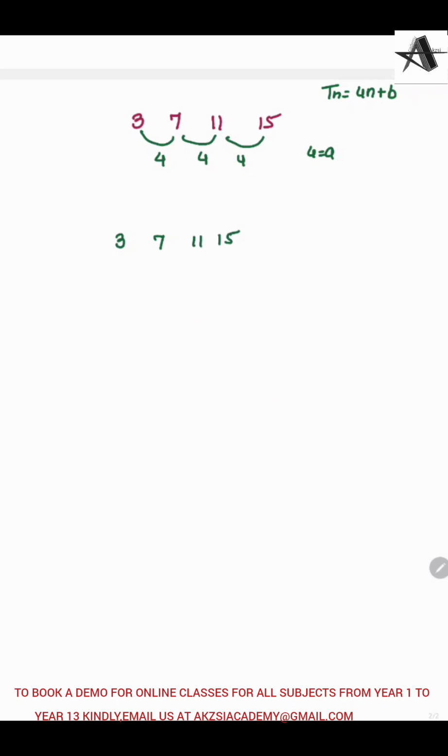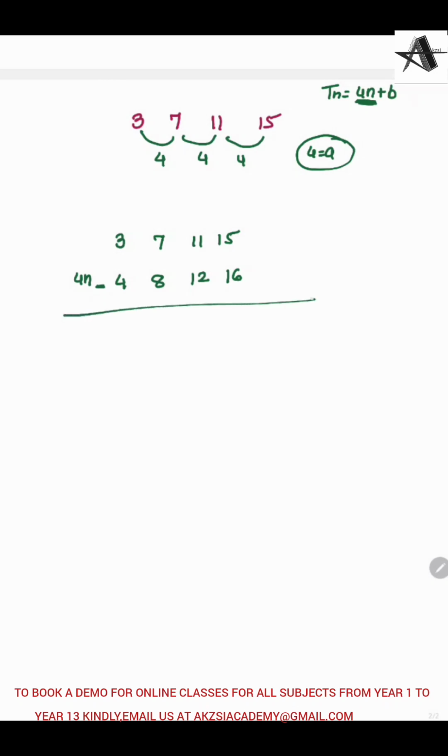Then I need to write the 4n series, right? Because we have calculated A as 4. So this 4n series I have to put so that I can get the value of B. I need to put n equals 1 will give me 4, n equals 2, 8, n equals 3, 12, n equals 4, 16.